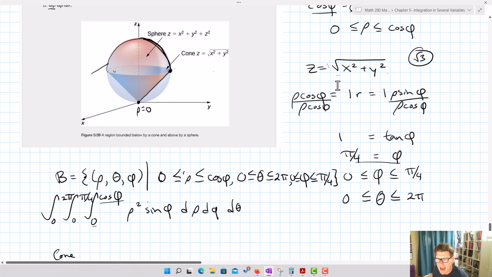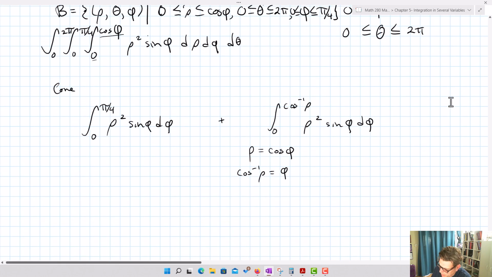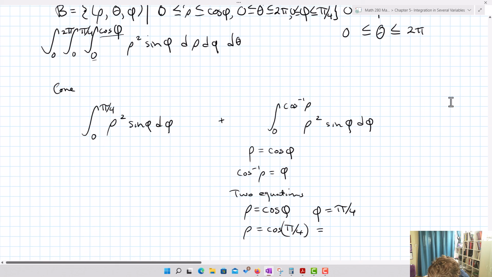So I'm going to take that phi is equal to pi over 4, and that rho equals cosine phi. So we've got our two equations: rho equals cosine phi, and phi equals pi over 4. We substitute in, we get rho equals cosine of pi over 4, and that ends up equaling the square root of 2 over 2. Okay, square root of 2 over 2.